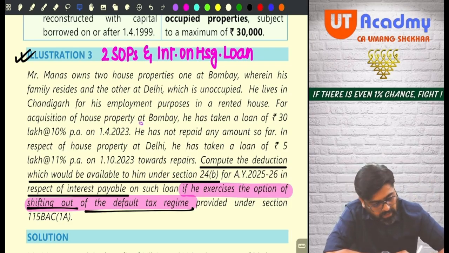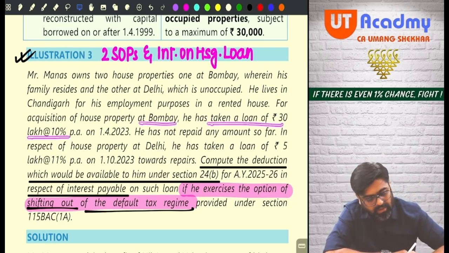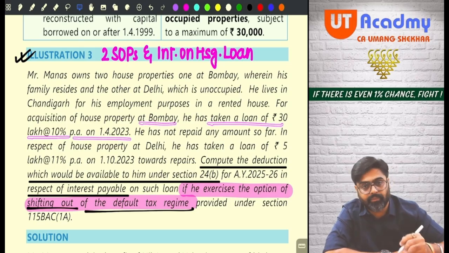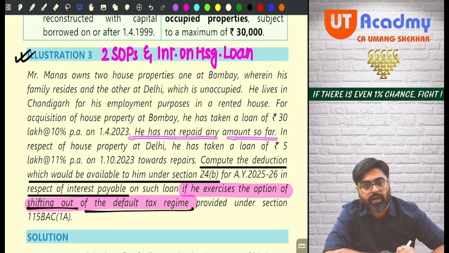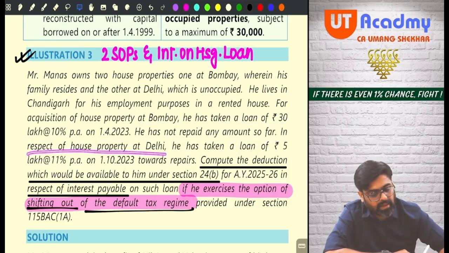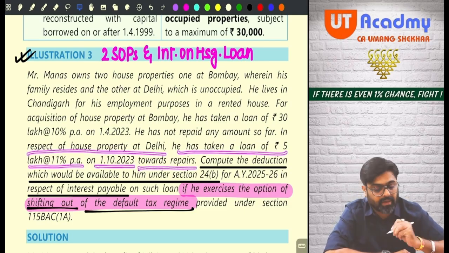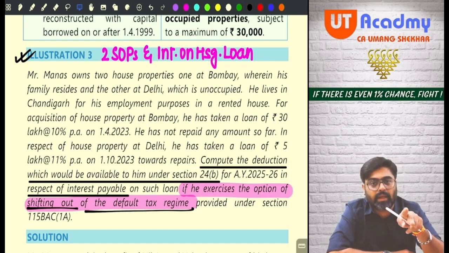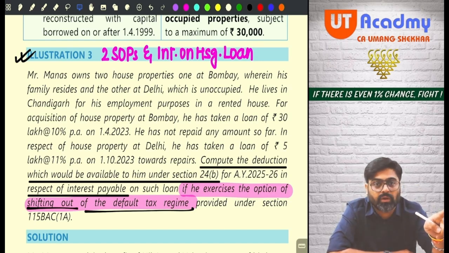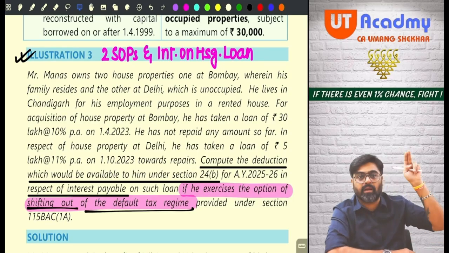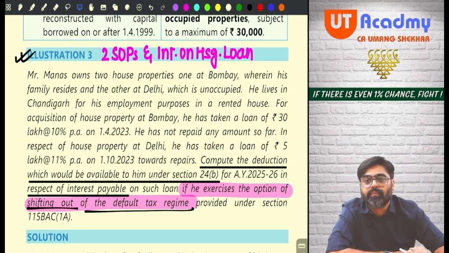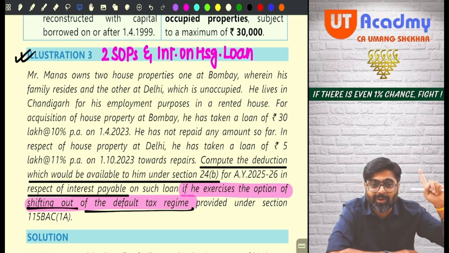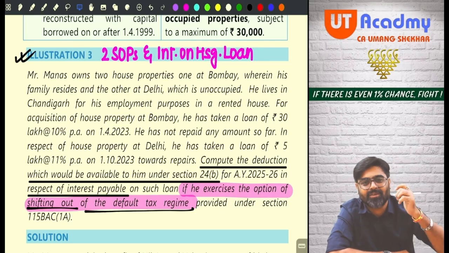For acquisition of the house property at Bombay, he took a loan of rupees 30 lakh at 10% per annum on 1st April 2023. He has not repaid any amount so far. In respect of the house property at Delhi, he has taken a loan of rupees 5 lakh at 11% per annum on 1st October 2023 towards repairs. Very simple. Now from these informations, they are telling you to compute the interest on housing loan deduction available for house 1, house 2 and the total deduction available under section 24 clause B. Getting my point? SOP1, SOP2 both taken together cannot be more than 2 lakh. Do you remember? That same concept is there.